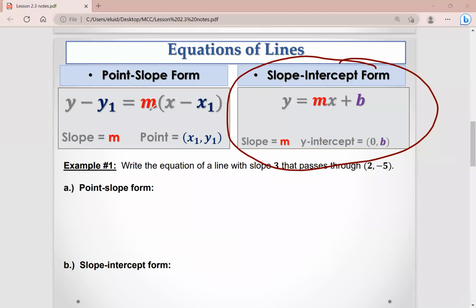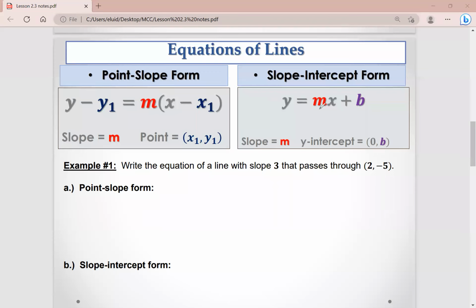This is really useful when you're given one point that's not the y-intercept, and then you're also given the slope. Remember, with slope-intercept form, y equals mx plus b, b is a very specific point. It has to be the y-intercept. It has to have that 0 as the first coordinate. So in this example down below, write the equation of a line with slope 3 that passes through (2, -5). We do not know the y-intercept. That -5 is not b.